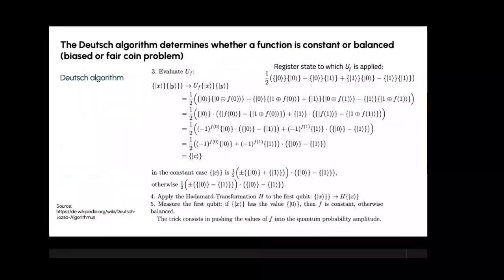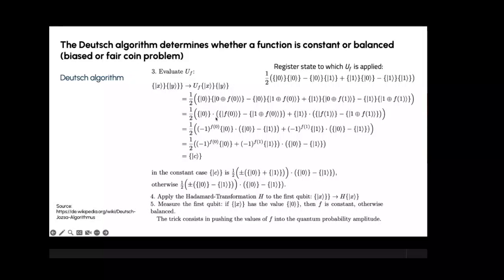So the first bit is always unchanged. So that's the input. First bit unchanged, first bit unchanged, first bit unchanged, first bit unchanged. The second bit is always applied to the function. The function does just an XOR on the second bit. So it takes the second bit, which is 0, and says plus f of 0. And then this is done for every one of the 4 combinations of the entangled state.